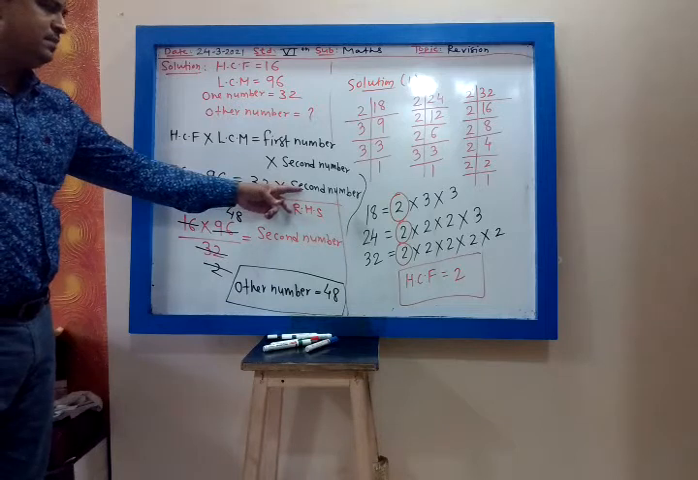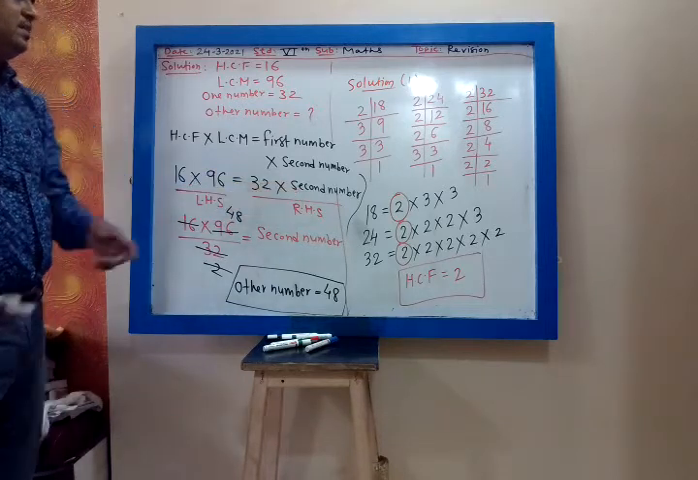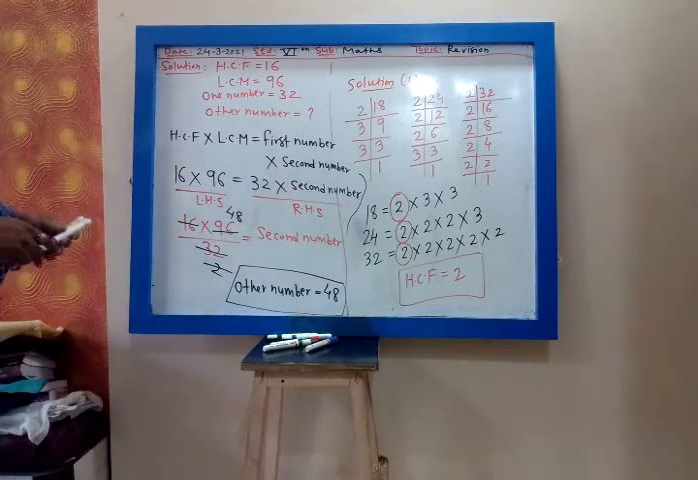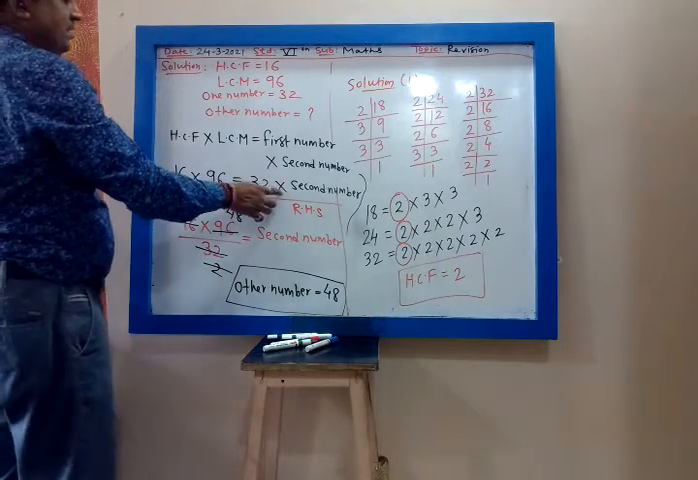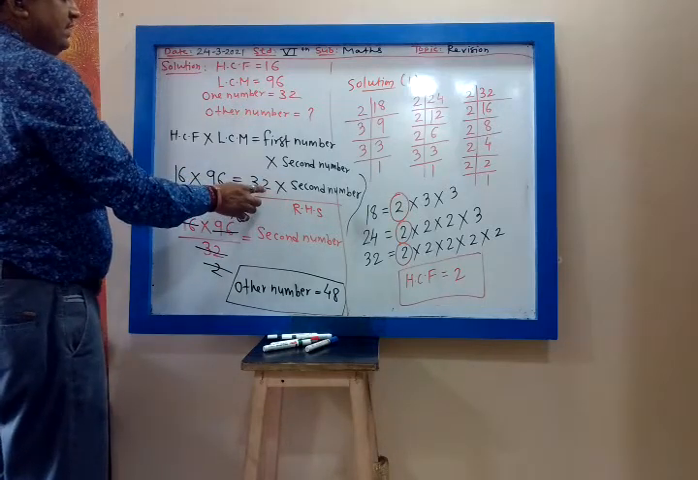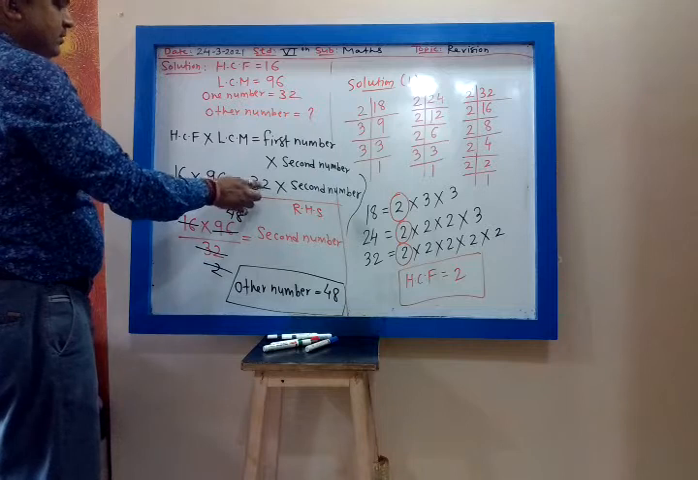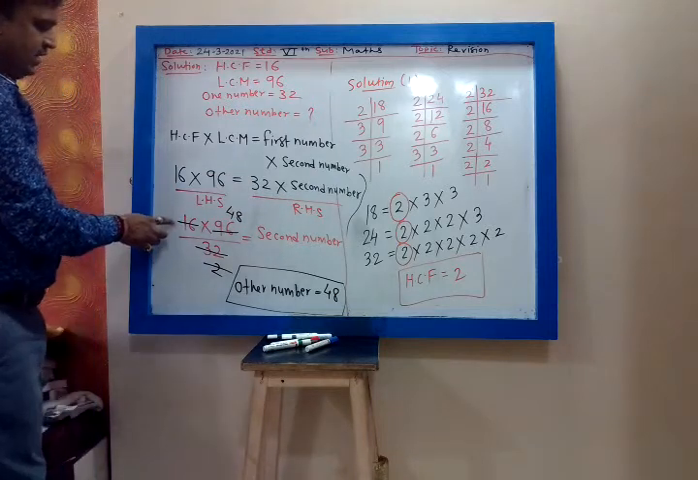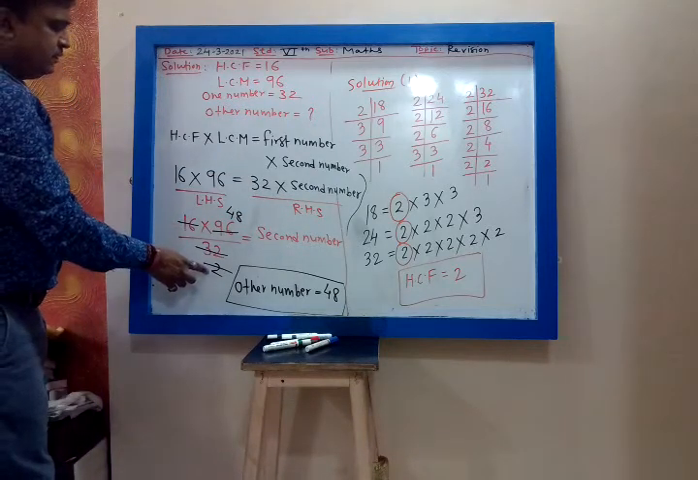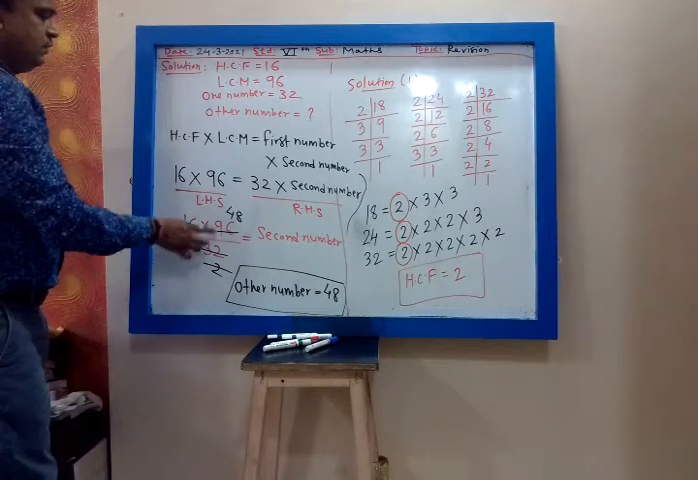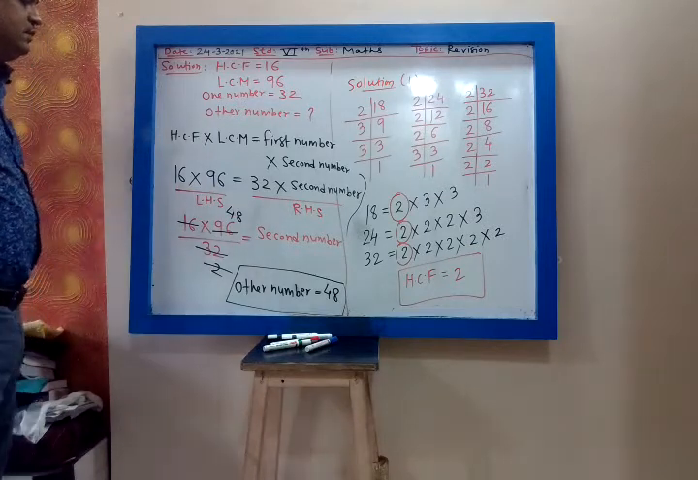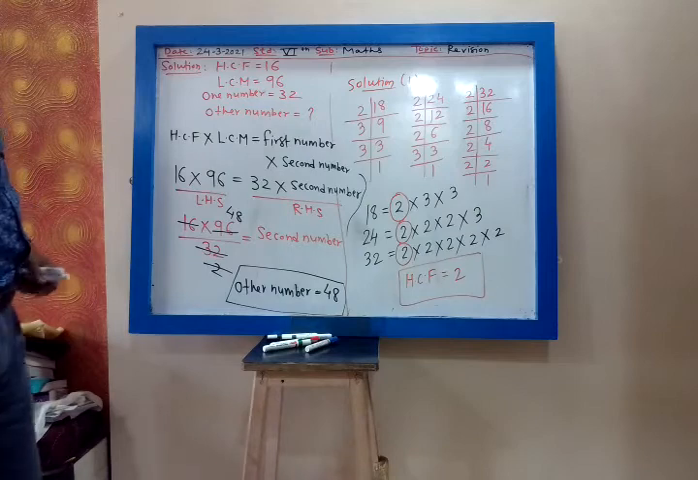32 into second number. So 32 is there in the multiplication on the right side. When I take 32 to the left side, it will go in the division. You can cancel 16 into 32 is 2, and 2 into 96 is 48. So 48 is the other number, or second number.